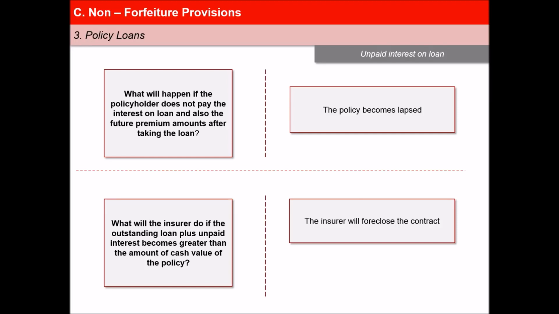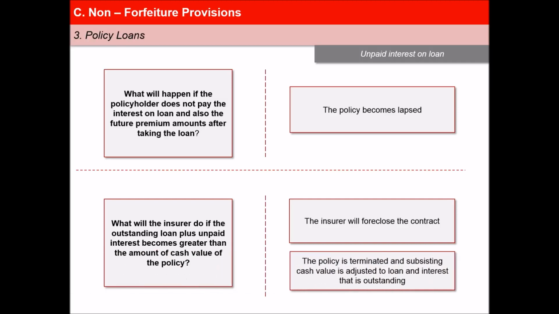Notice is to be given to the policyholder before the insurance company resorts to foreclosure. The policy is terminated and subsisting cash value is adjusted to loan and interest that is outstanding. Any excess amount may be paid to the policyholder.